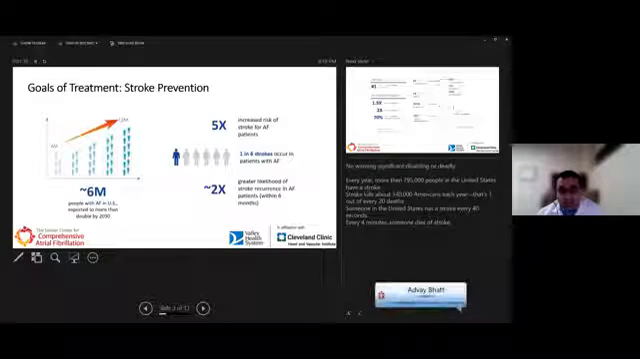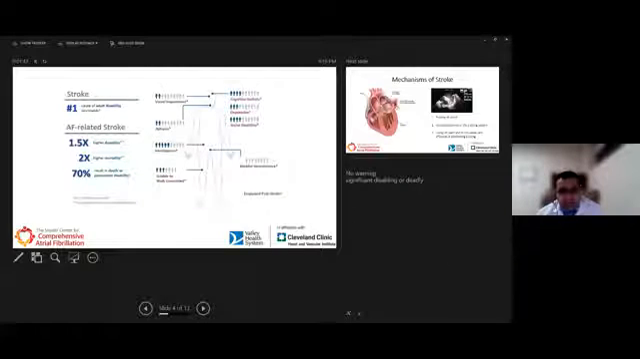going forward. The thing to be aware of, these strokes are the number one cause of adult disability. If you have atrial fibrillation-related strokes, you have a 1.5 times increased risk of disability, and a 2 times higher mortality rate of dying from a stroke. About 70% of these strokes result in death or some form of permanent disability.